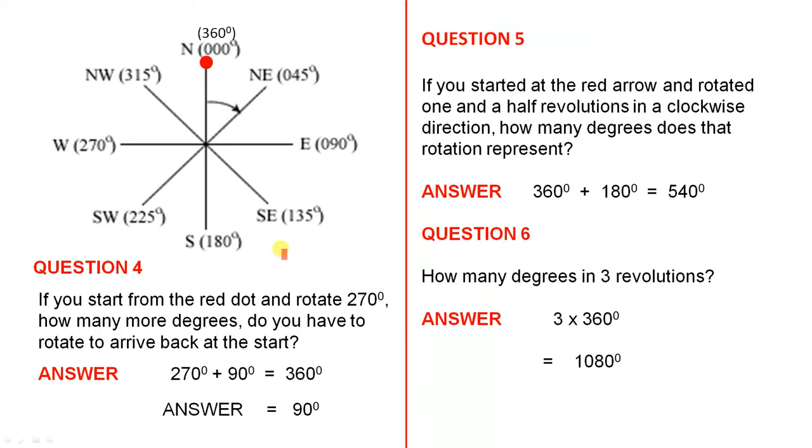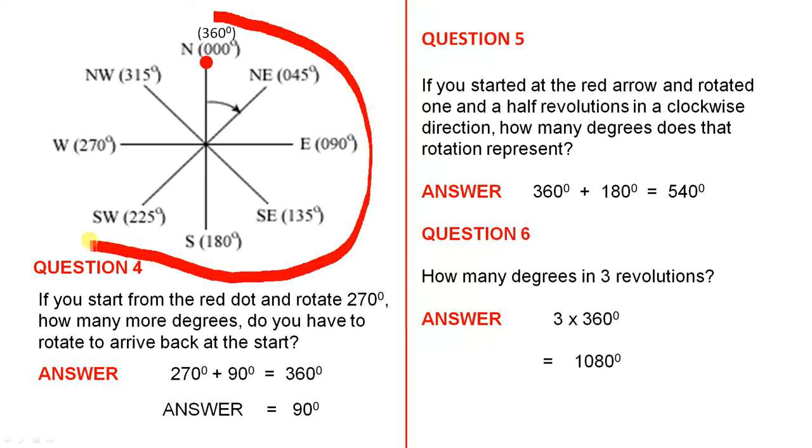Question 4. If you start from the red dot and rotate 270 degrees, how many more degrees do you have to rotate to arrive back at the start? So you've started from here and you've gone all the way around. Got to be careful here, this is a bit tricky. All the way around to there, and you stop there. How far do you have to go to get back to the start? Well, you've gone 270. All you've got to do is add another 90 and that gives you 360 back to the start. So the answer is 90 degrees.